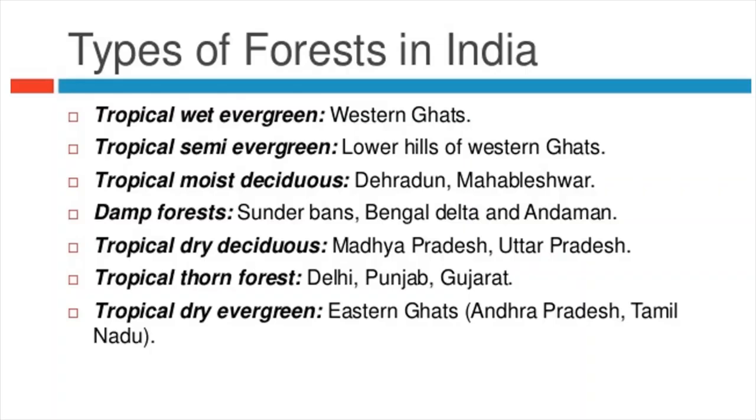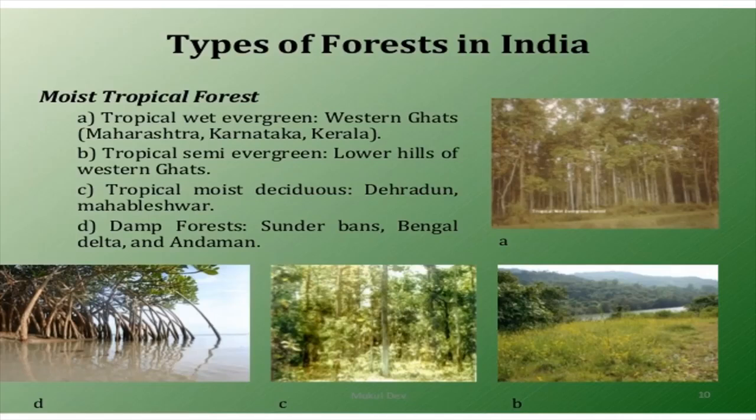Let's see where we can find these types of forest. Tropical wet evergreen forest we find in the Western Ghats, semi-evergreen in the lower hills of the Western Ghats, moist deciduous forest in Dehradun and Mahabaleshwar, damp forest in Sundarbans, Bengal Delta and Andaman, dry deciduous in Madhya Pradesh and Uttar Pradesh, tropical thorn forest in Delhi, Punjab and Gujarat, and tropical dry evergreen in the Eastern Ghats, that is Andhra Pradesh and Tamil Nadu. And this is a picture of a tropical wet evergreen forest, and this is a semi-evergreen forest.